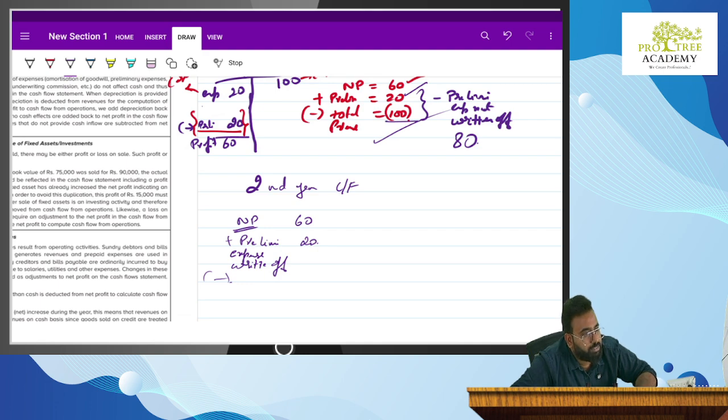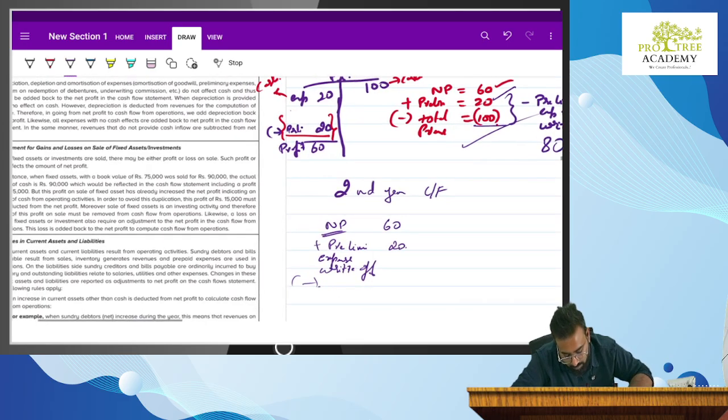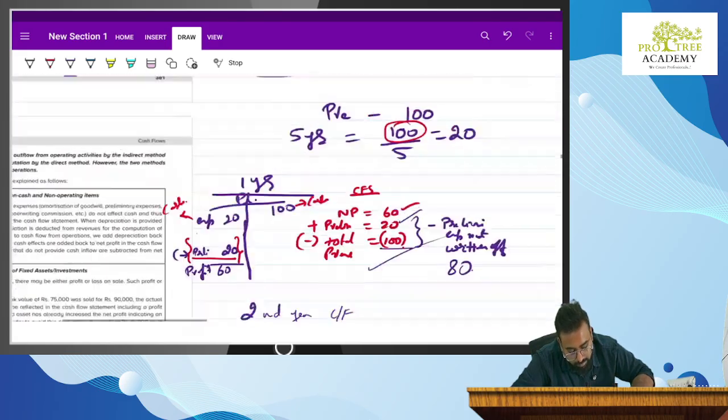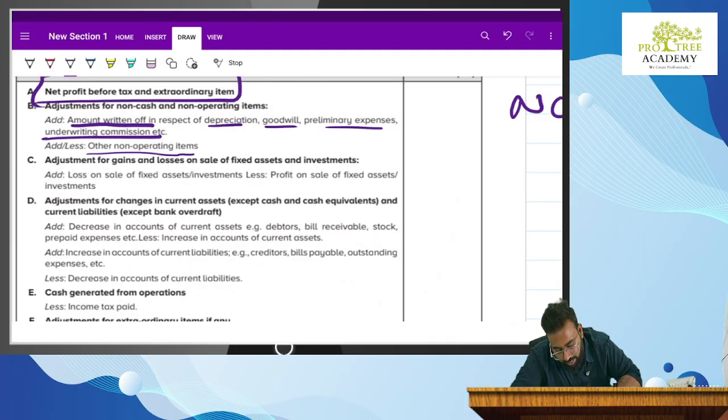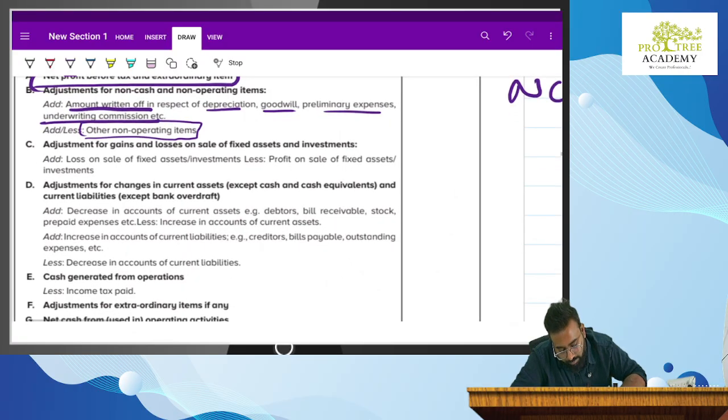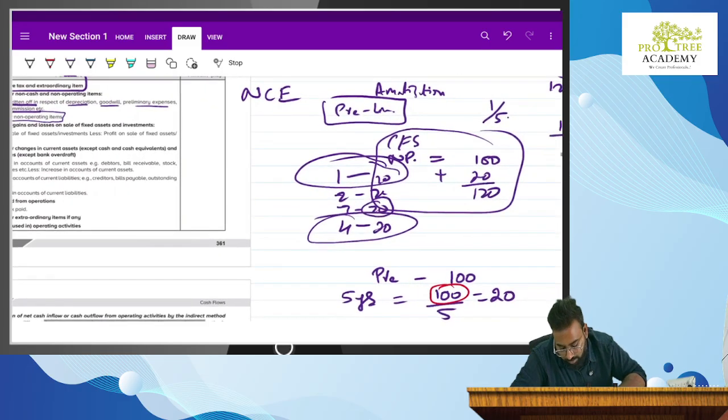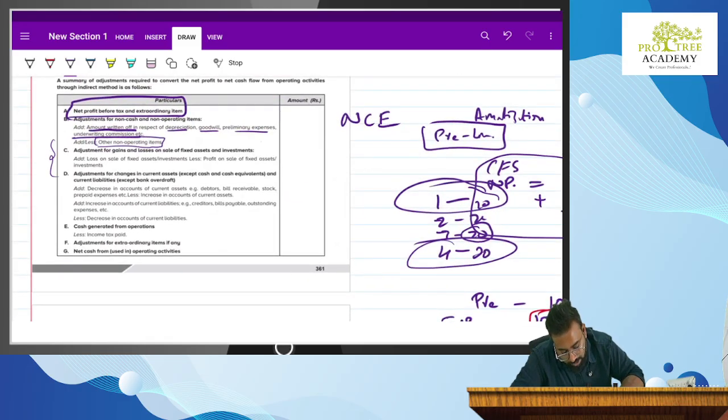Everybody is understanding? Any doubts in this? Clear, sir? Next, sir, add or less any other non-operating items. This is also important. I'll explain this to you.